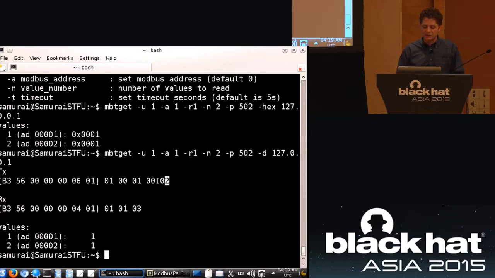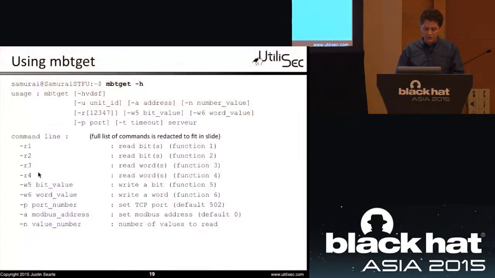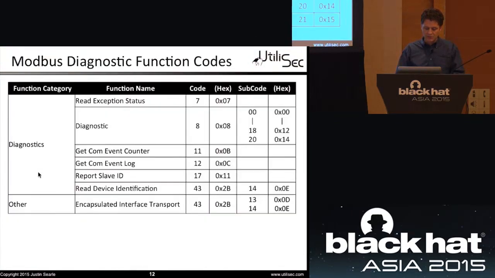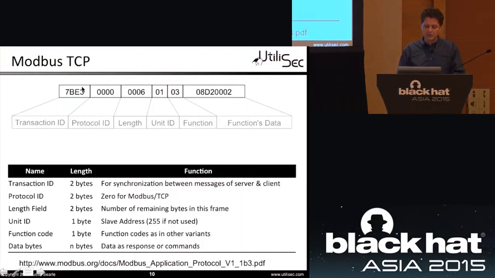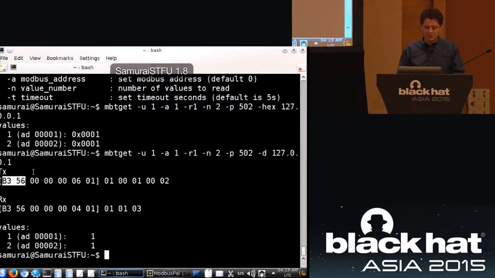So here is my transmit traffic. Here's my response coming back with the actual values coming back. So if I look at this, notice that the very first 2 bytes is the transaction ID. So if I was to come over here, step back up to right there. First 2 bytes are transaction IDs. So there's the first 2 bytes, transaction ID.